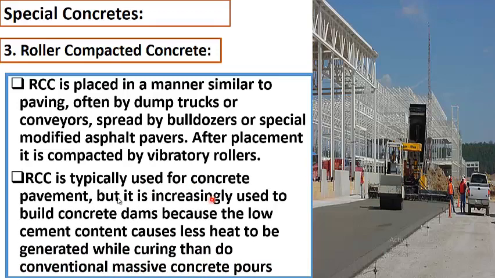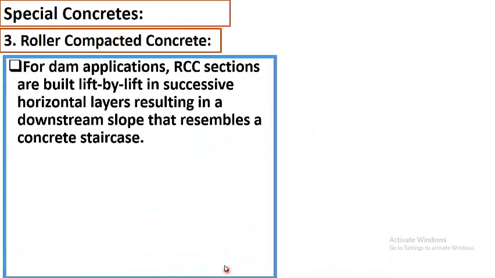RCC is typically used for concrete pavement, but it is increasingly used to build concrete dams because the low cement content causes less heat to be generated while curing than do conventional massive concrete pours. For dam applications, roller compacted concrete sections are built lift by lift in successive horizontal layers.